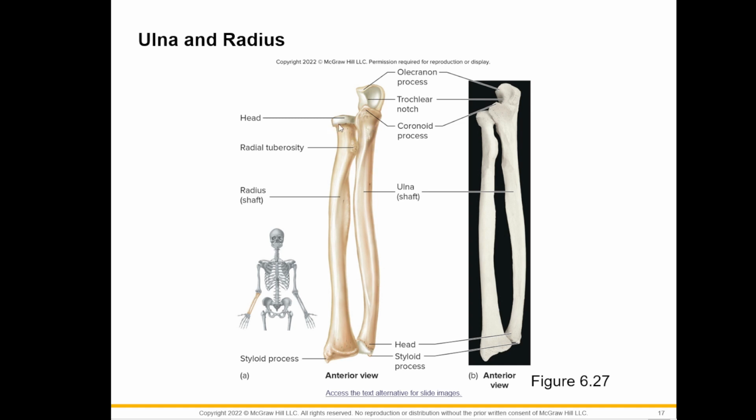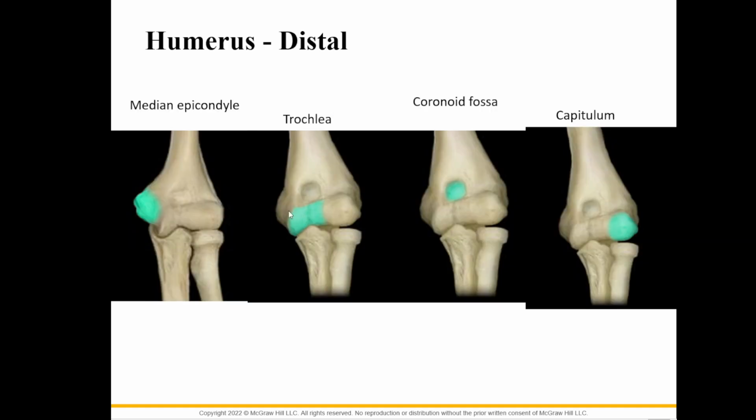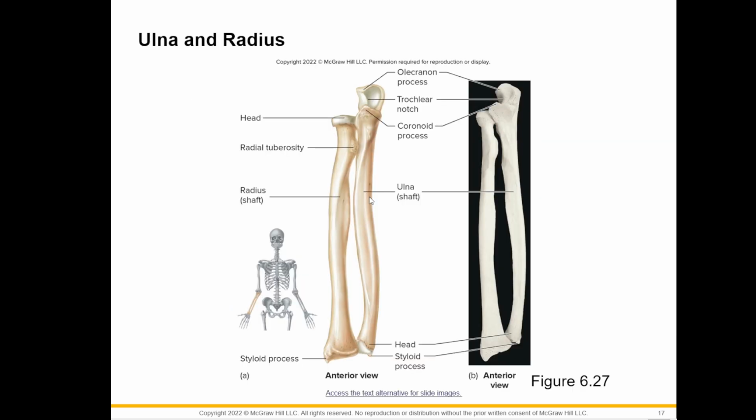The radius has a head. It seems flat, and usually this is the one that attaches to your trochlea, to your capitulum rather. So you see the flat head of the radius here. It attaches to the capitulum. And then we have the radial tuberosity here. It's a lump of bone here on the radius.